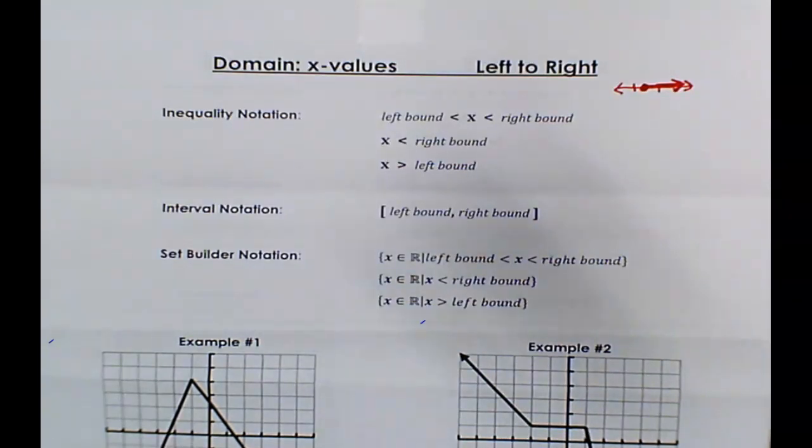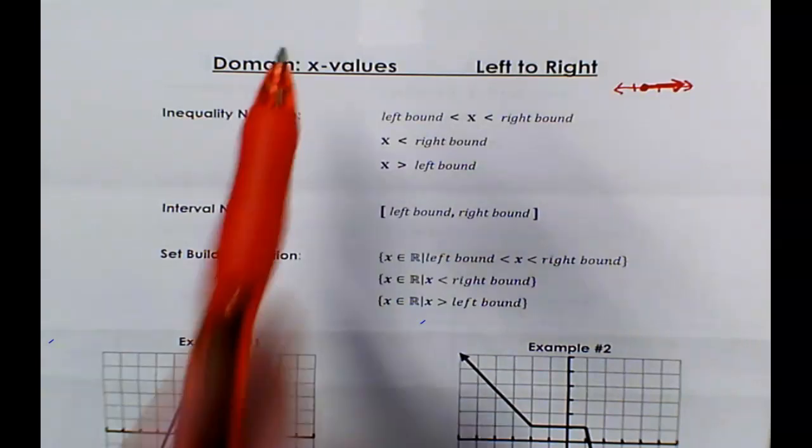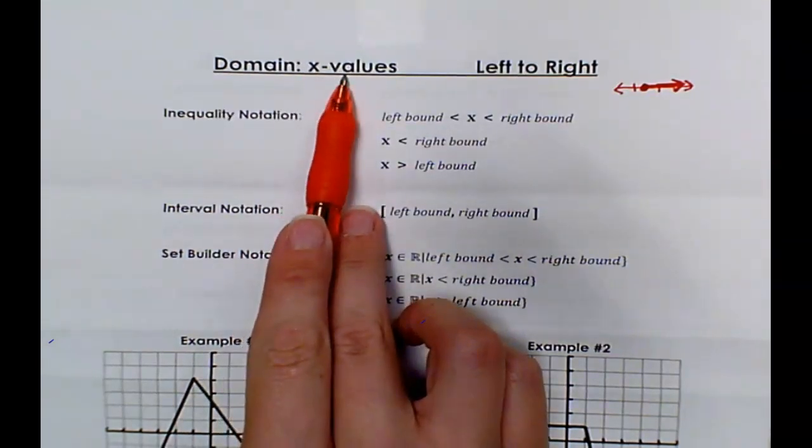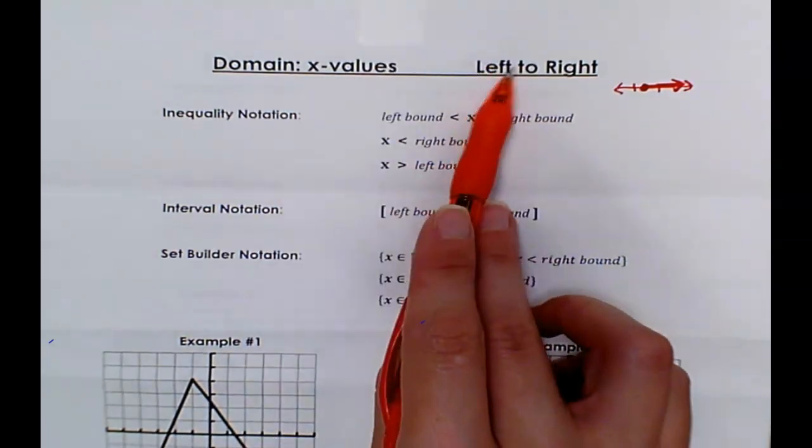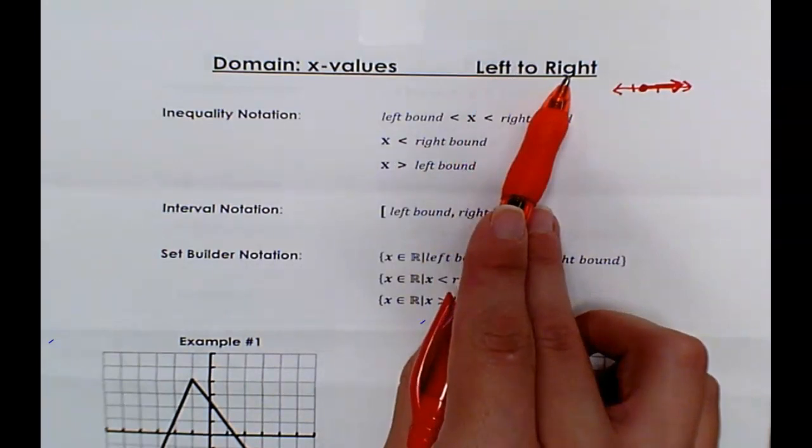So in our notations, if we start out with the domain, remember that the domain is the set of all x values. And the x values are along the x-axis, which moves from the left to the right. It's the horizontal axis.